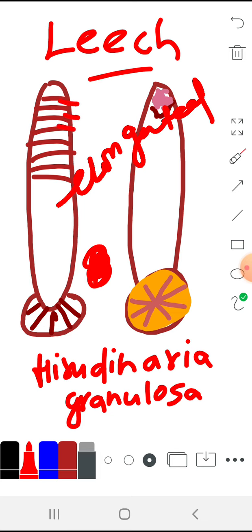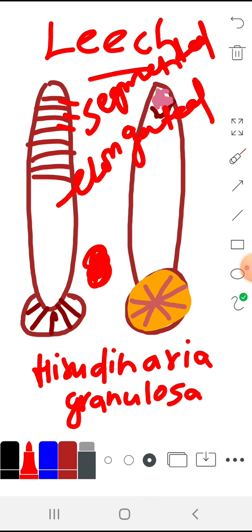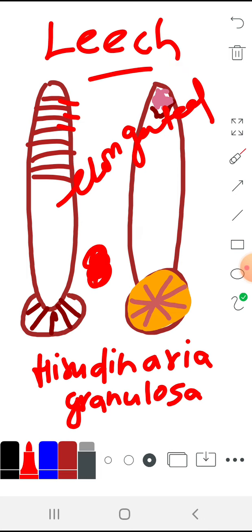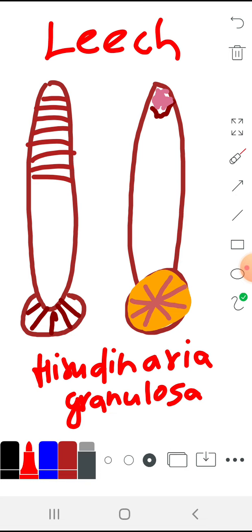So dear students, the shape of a leech is soft, vermiform, elongated, and segmented. It has two shapes. It shows a ribbon shape when extended and an almost cylindrical shape when contracted. This leech may grow up to 35 centimeters.